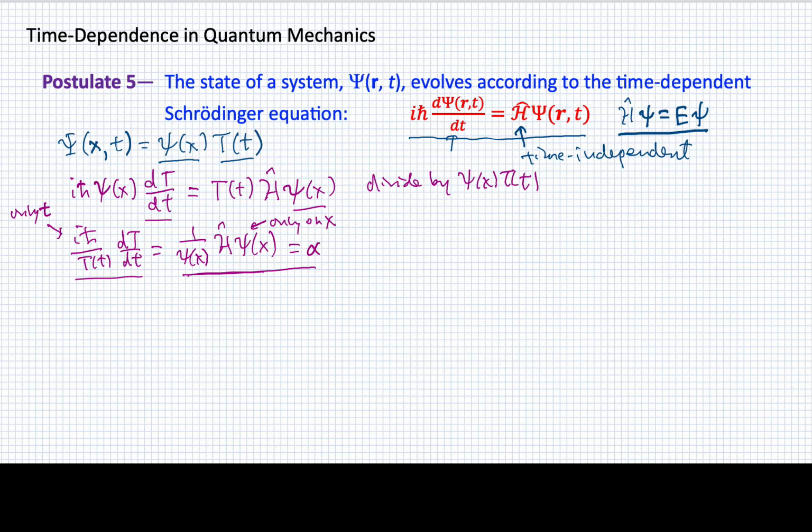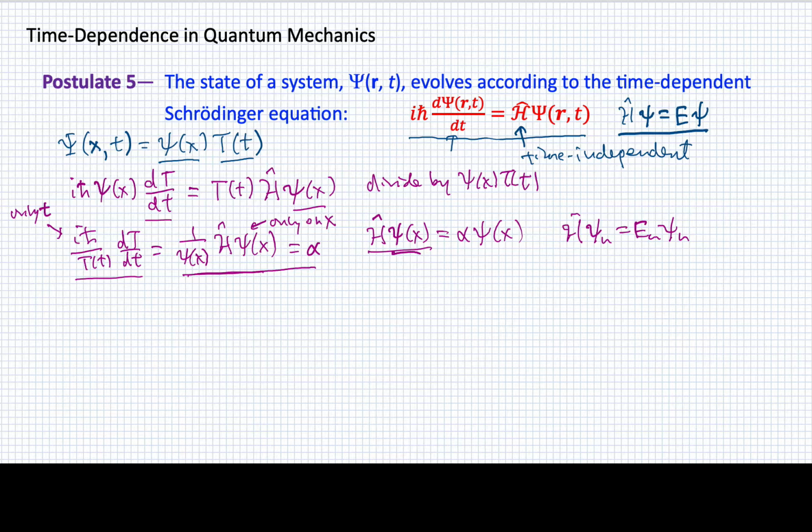Now, having indicated that, let's take this right-hand side and see what that tells us. Well, if I multiply both sides of that by psi of x, I'll have H operating on psi of x is equal to alpha, a constant, multiplying psi of x. Well, I hope we recognize that this is the eigenvalue equation for the Hamiltonian. So in fact, what we really need to consider are the eigenfunctions of the Hamiltonian. So what I really want to consider is this.